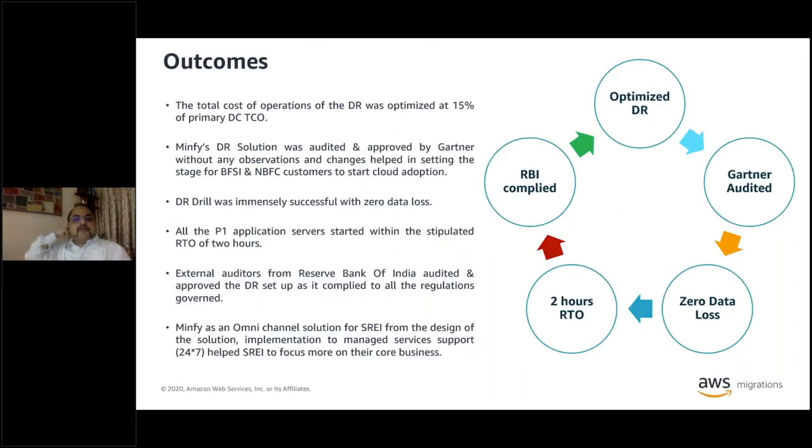So what is the outcome? The total cost of operations of DR was optimized at 15% of the primary DC. So that was one of the targets given to us, that we should not cross 20% of the DC cost when it comes to setting up the DR. Okay, and the DR solution was audited and approved by Gartner without any observations and changes, which helped in setting the stage for BFSI and NBFC customers to start cloud adoption.